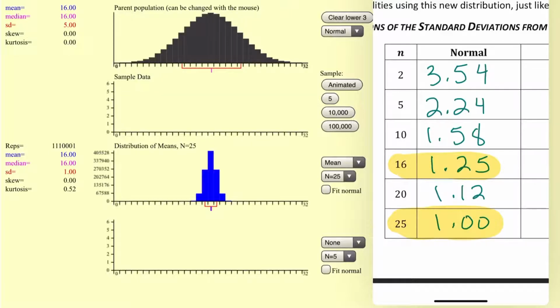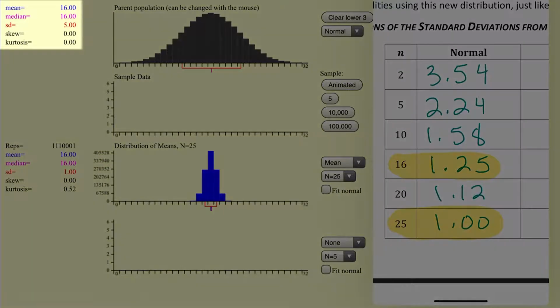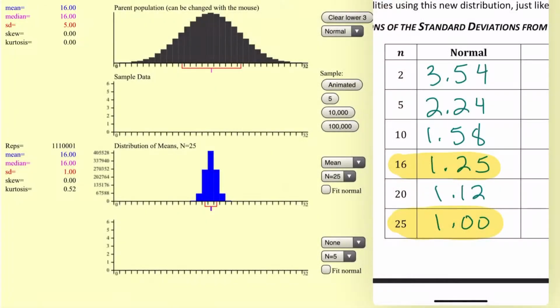I'll tell you that you're going to want to know the parent population standard deviation. If you look at the top left corner, you should see it says SD equals 5. So the parent population standard deviation is 5. And I want you to use that parent standard deviation of 5 and my sample size.